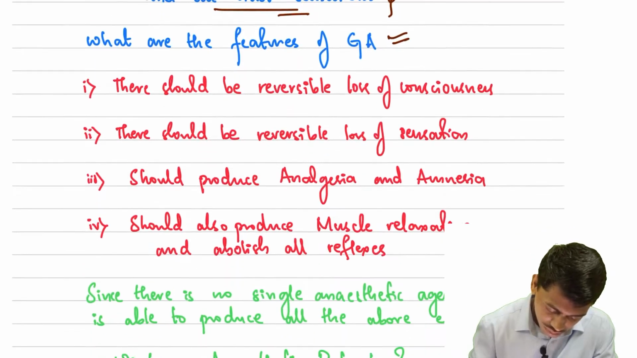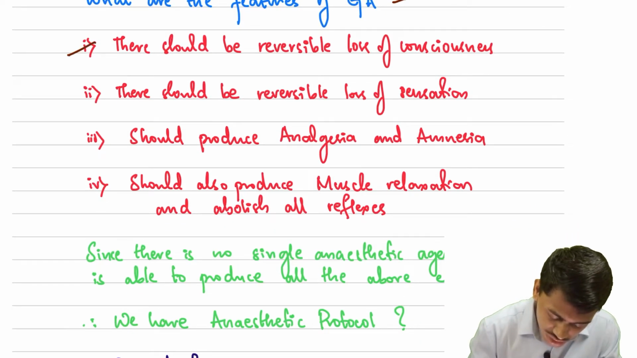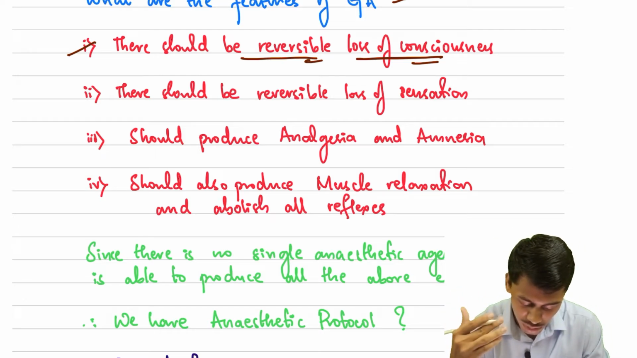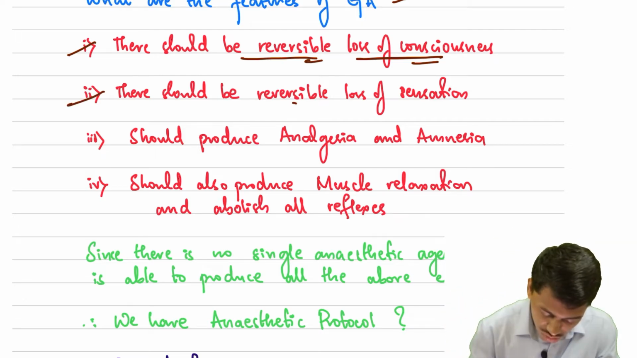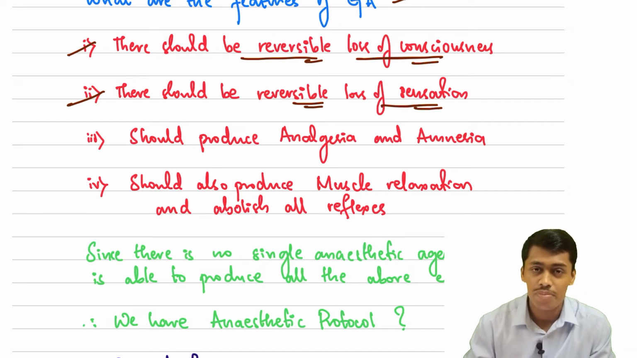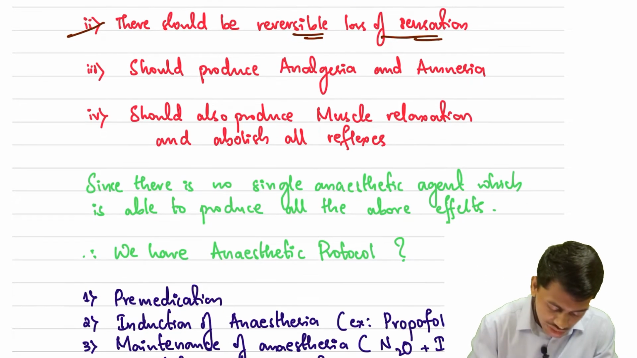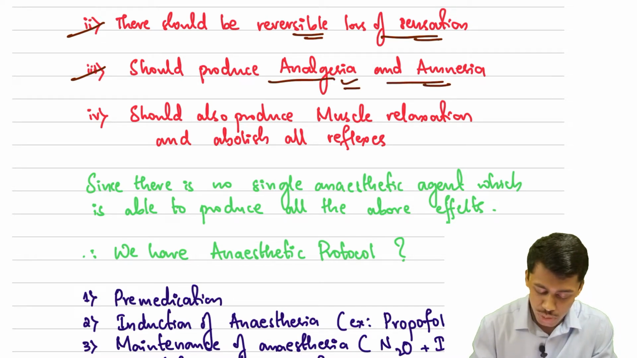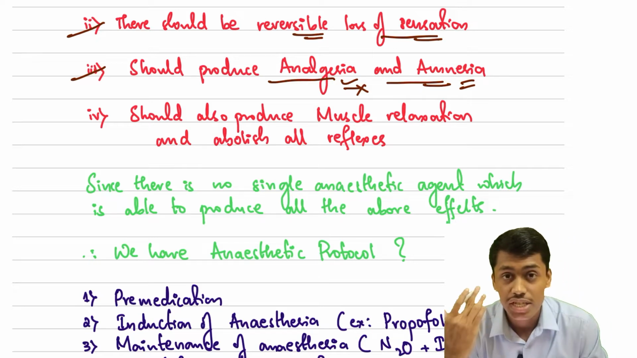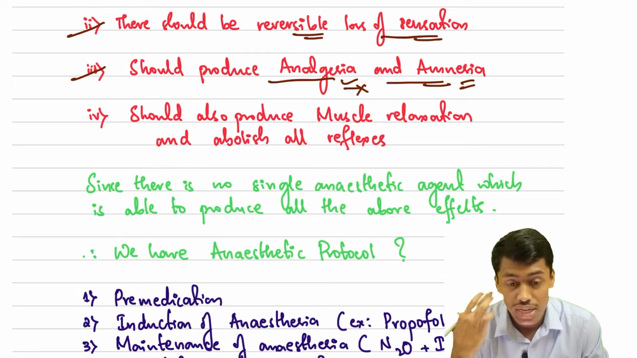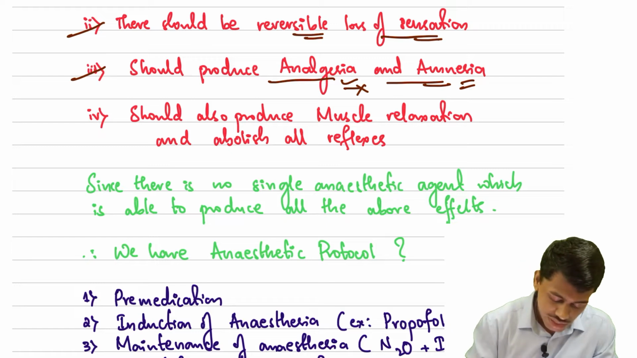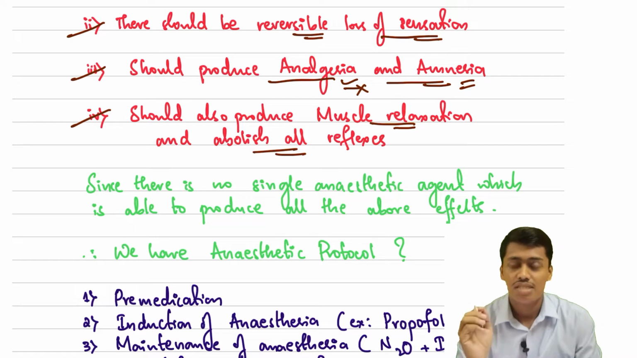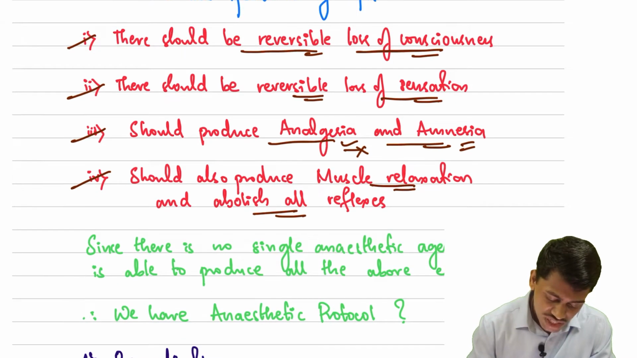Let's see that. As I said, there should be reversible loss of consciousness. The consciousness should not go permanent, so there should be reversible loss, and there should be reversible loss of all the sensations, that is the touch, pain and everything. Then they should also produce analgesia as well as amnesia, that is analgesia, no pain should be there, and amnesia, no memory of what happened to me, so that memory part should also not be there. Then they should also produce muscle relaxation as well as abolish all the reflexes. So these are all the features of general anesthesia.